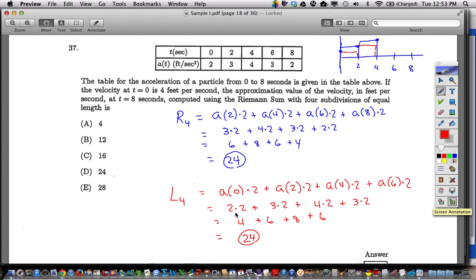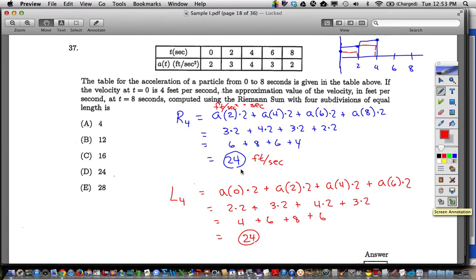Okay, now let's start talking about the units, right? Now let's start thinking about the units. What are the units on this A of 2 right here? Feet per second squared. What are the units on this 2? Seconds. What's feet per second squared times seconds? Feet per second, which is a velocity, right?